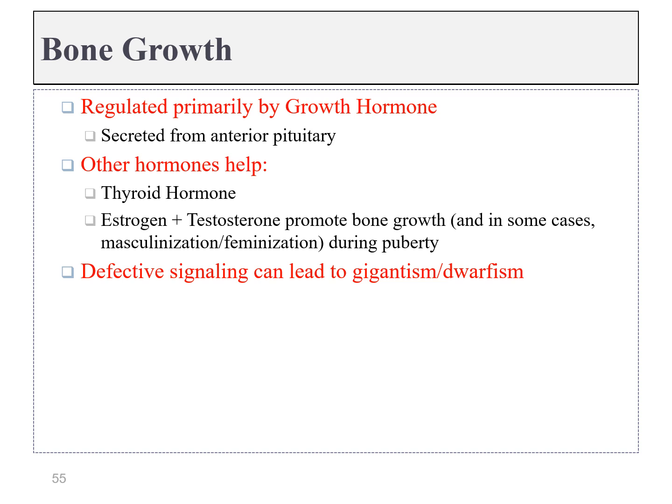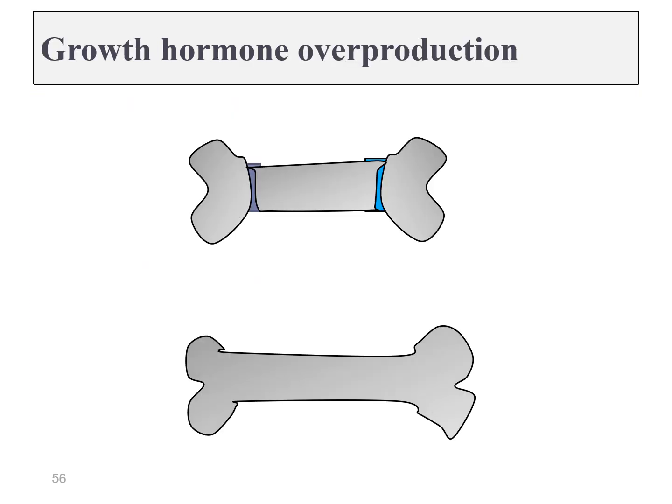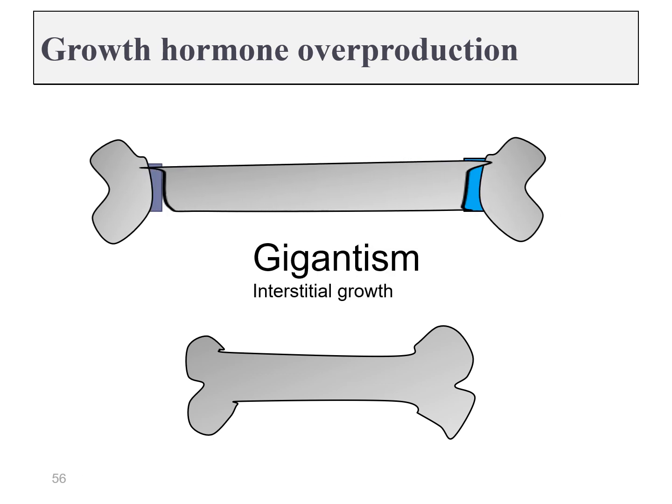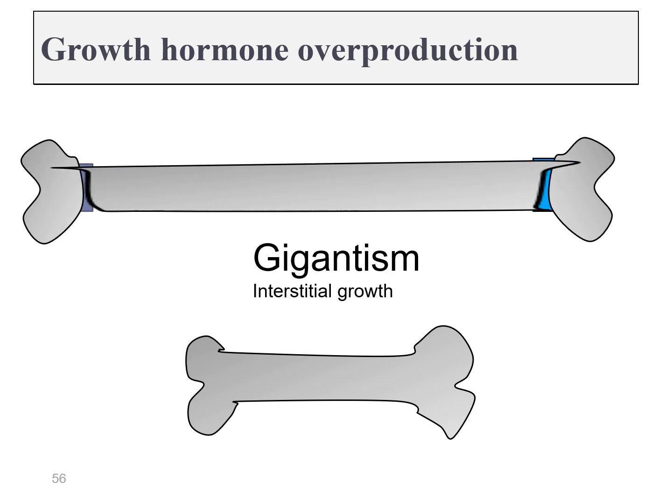Defects in growth hormone can lead to gigantism and/or dwarfism. The overproduction of growth hormone prior to puberty leads to a condition called gigantism. This will cause the epiphyseal plates to grow too much, leading to the increase in size of the long bones. Growth hormone also increases the growth of most other organs in the body.